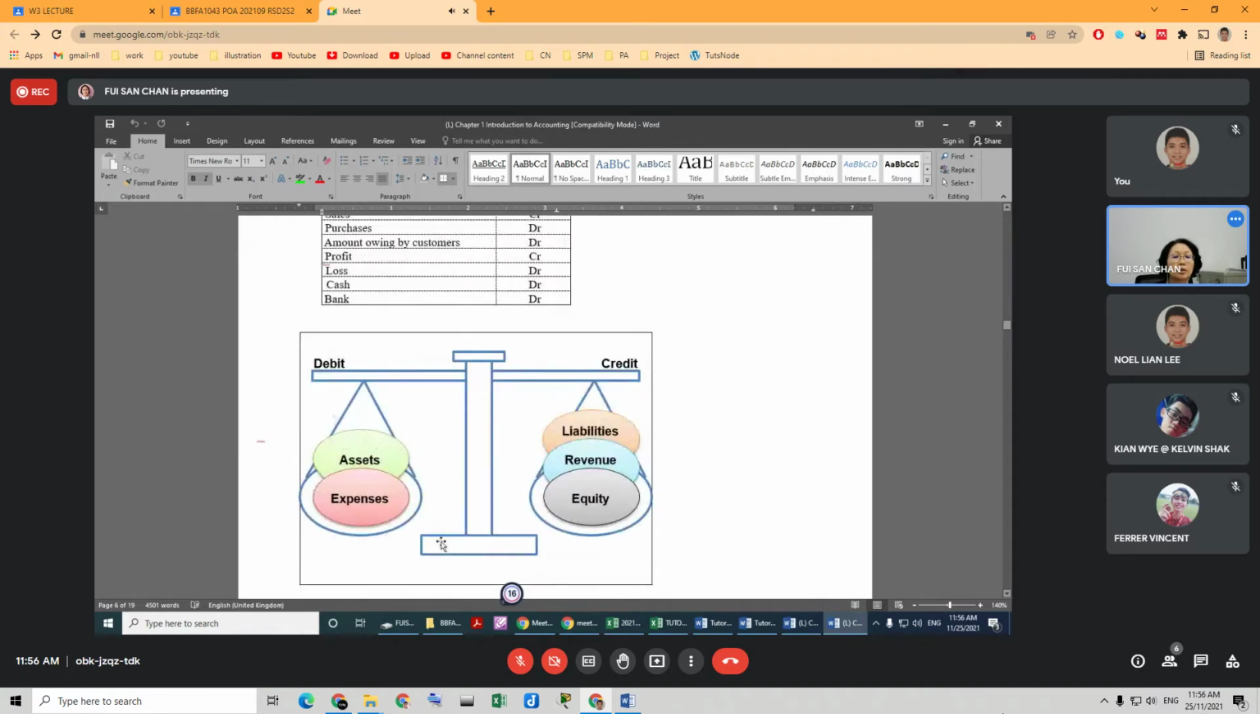So debit, credit. You see, expenses are on the debit. Actually, we can add one more: drawings. Drawings are also on the debit. Liability, income or revenue, and equity are all on the credit.